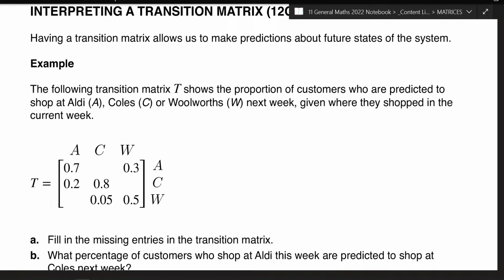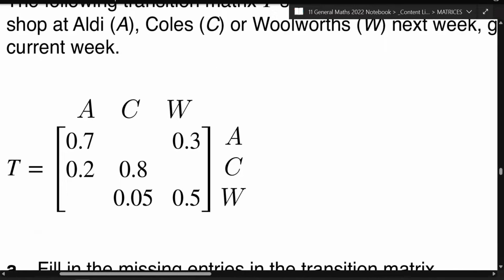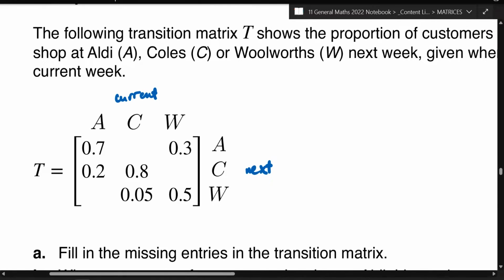So let's look at an example here. The following transition matrix T shows the proportion of customers who are predicted to shop at Aldi, Coles, or Woolies next week, given where they shopped in the current week. Remember, when we read a matrix, along the top is going to be current, and on the side is going to be the next. So let's fill this in.